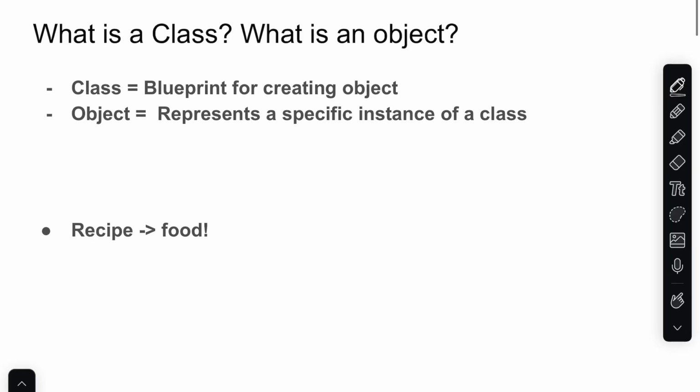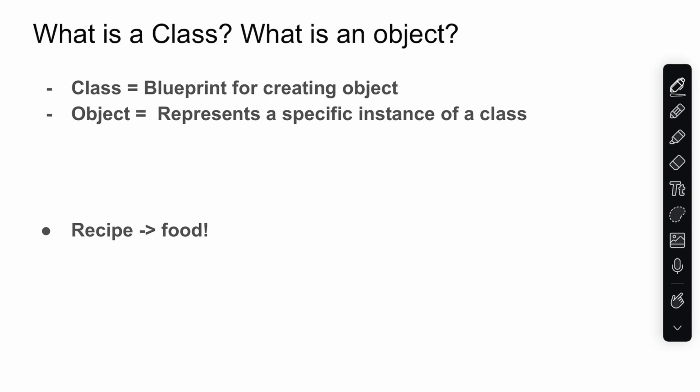So what is a class and what is an object? A class is a blueprint for creating objects. An object represents a specific instance of a class. So you can think of a class as a recipe, an object as the food that is created from this specific recipe.